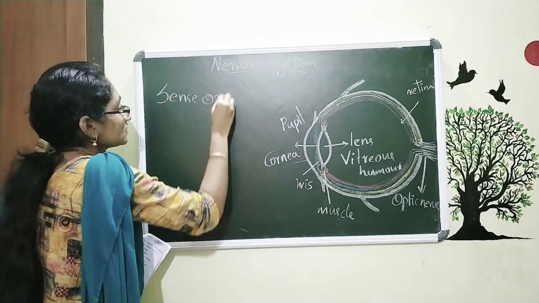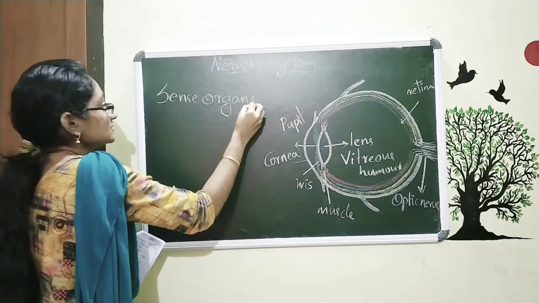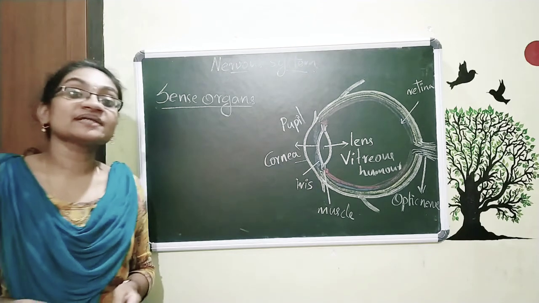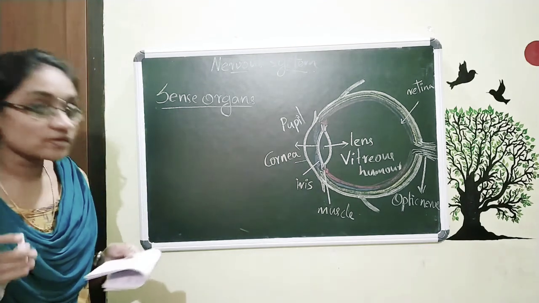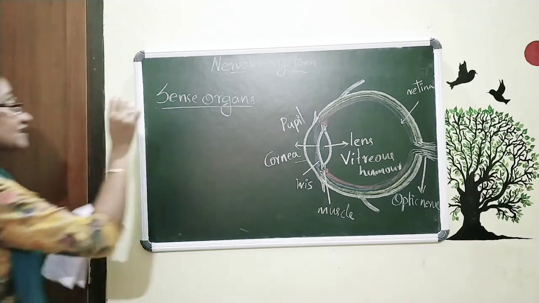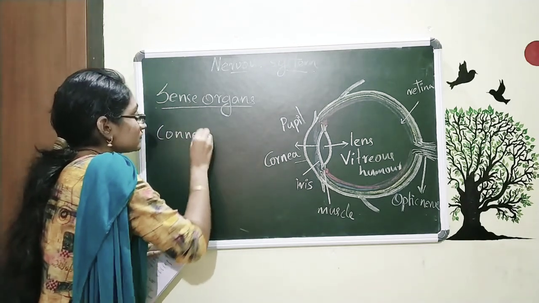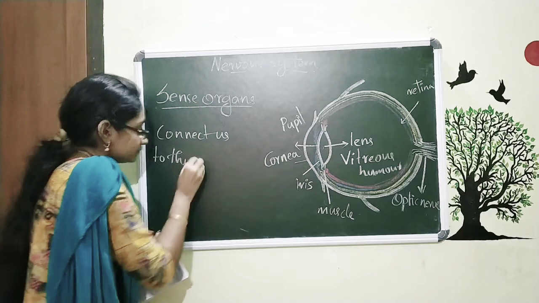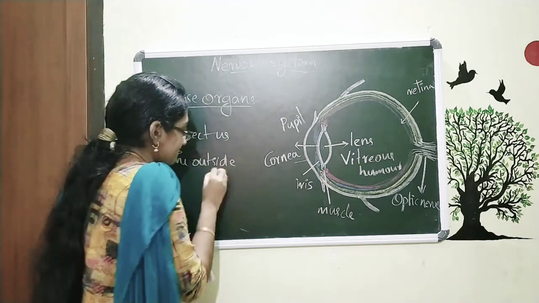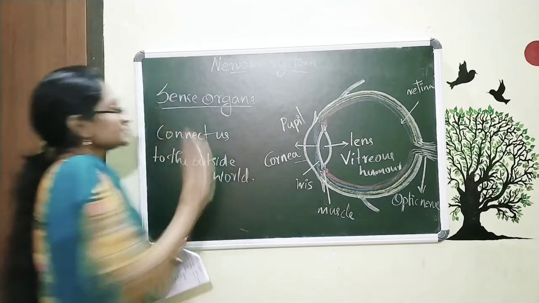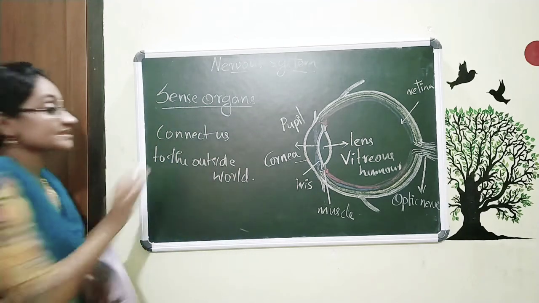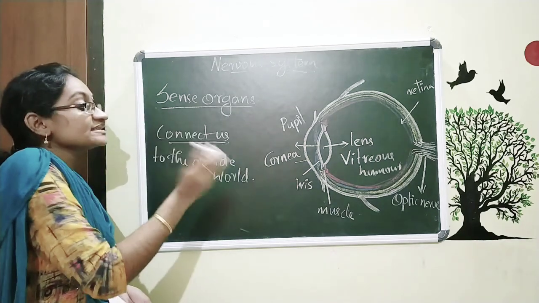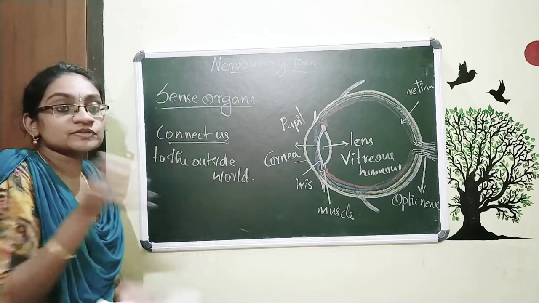Sense organs. What is a sense organ? How can we define the sense organ? Sense organs are the organs which connect us to the outside world. That means we are connecting to the outside world through certain organs.